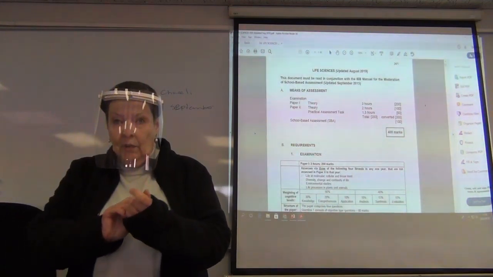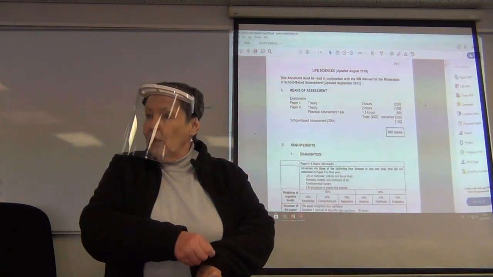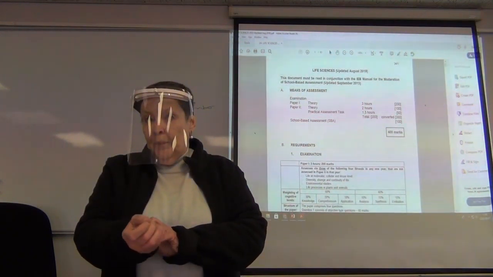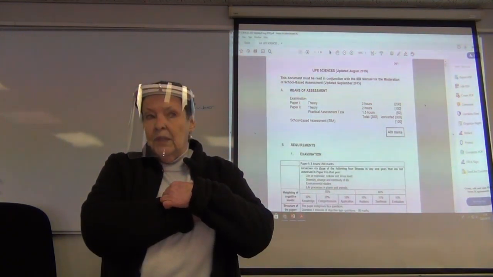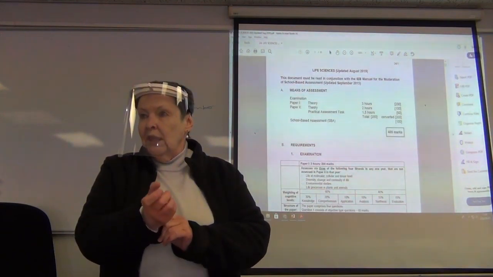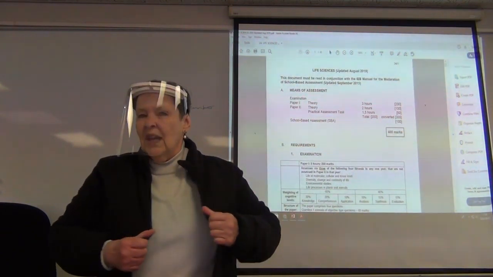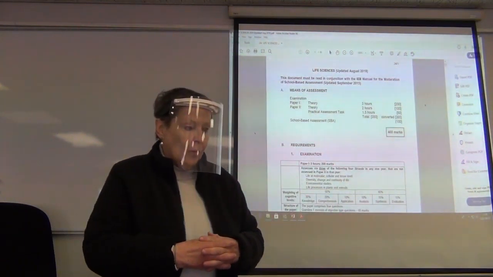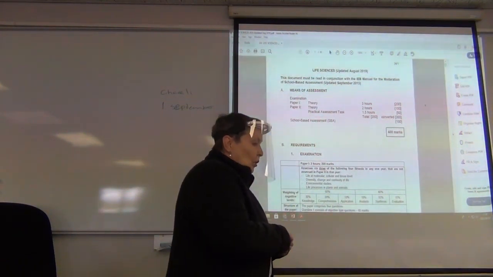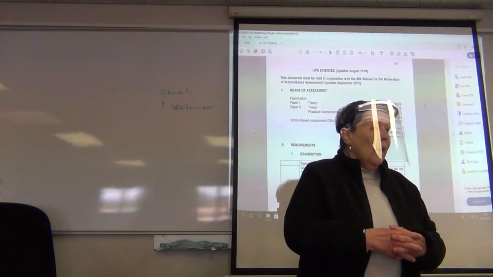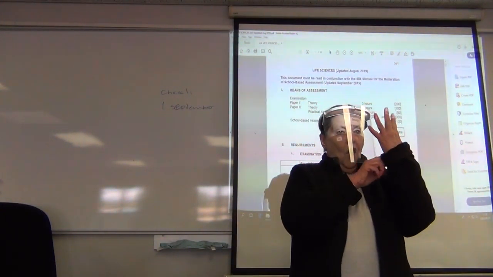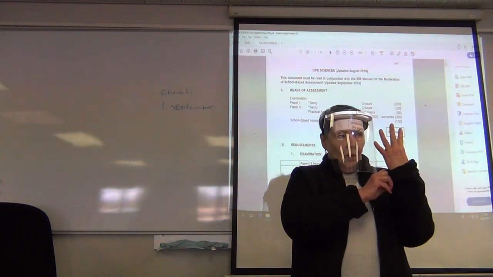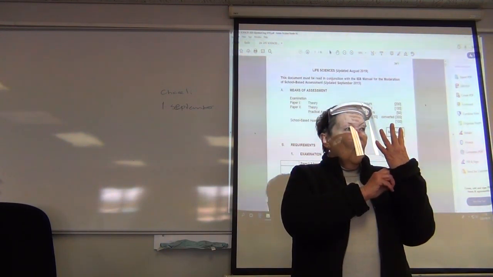So the story goes, and don't write this down, you'll be given a document. As soon as the IB releases the document, you will be given this document. But they haven't released it for 2021, so there's no point in me giving it to you now, because there will be small differences between the 2020 and the 2021 document. But they're tiny differences, so I will explain to you as I go along. So the story goes.